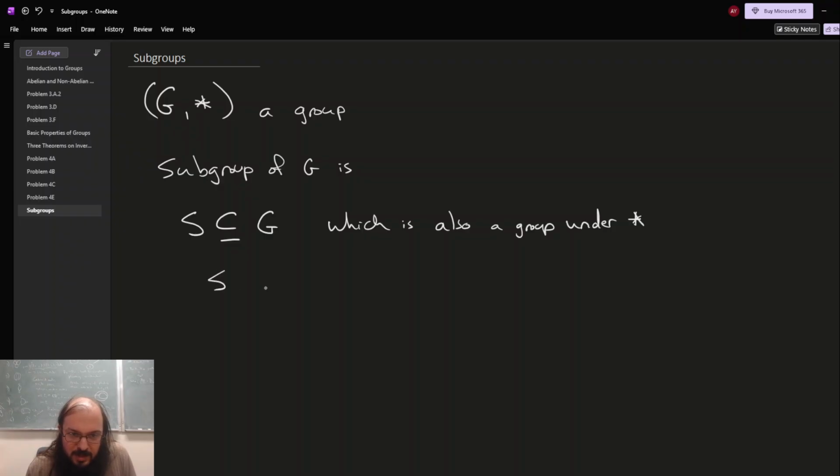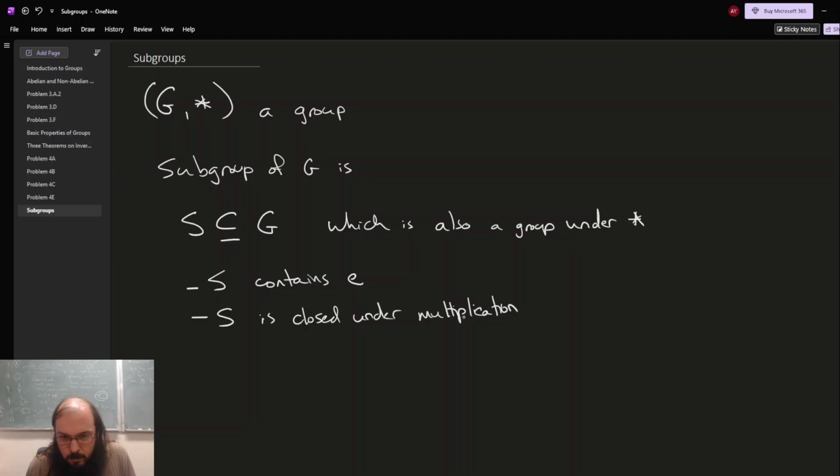It means that S contains the identity element of G. It means that S is closed under multiplication. And it means that S has inverses.